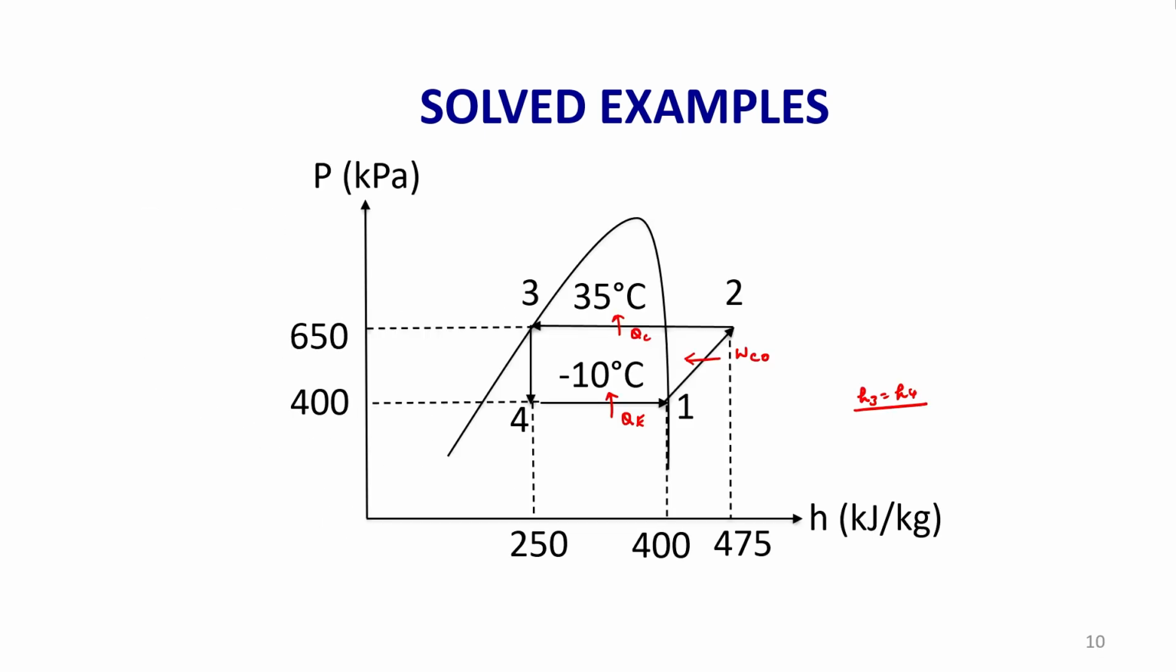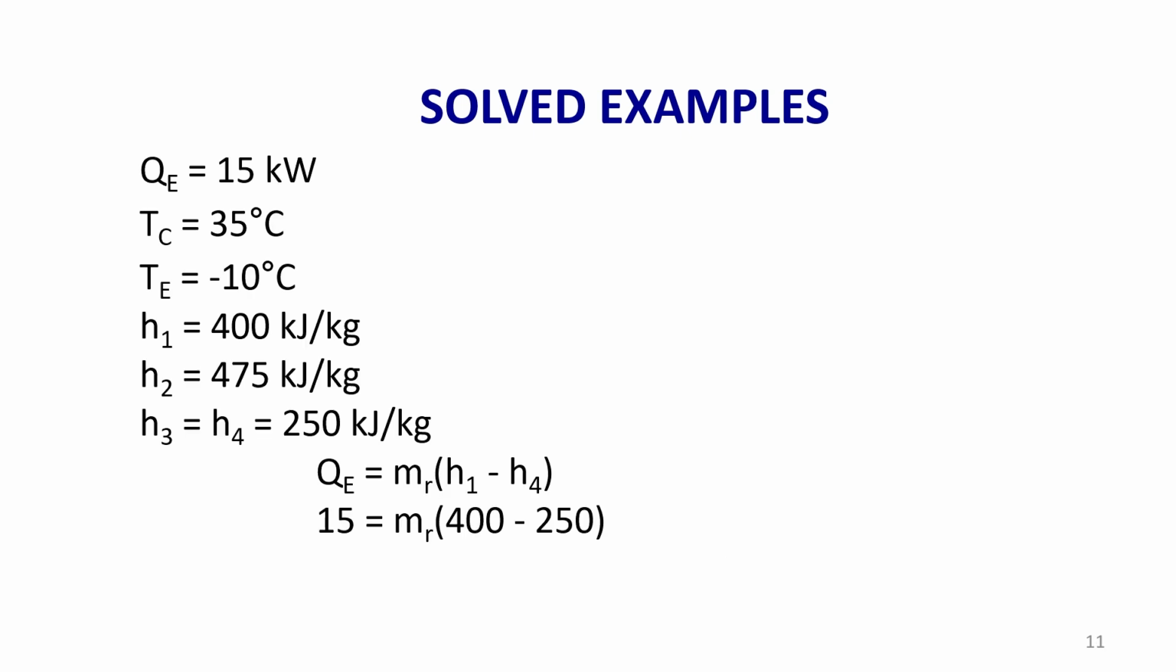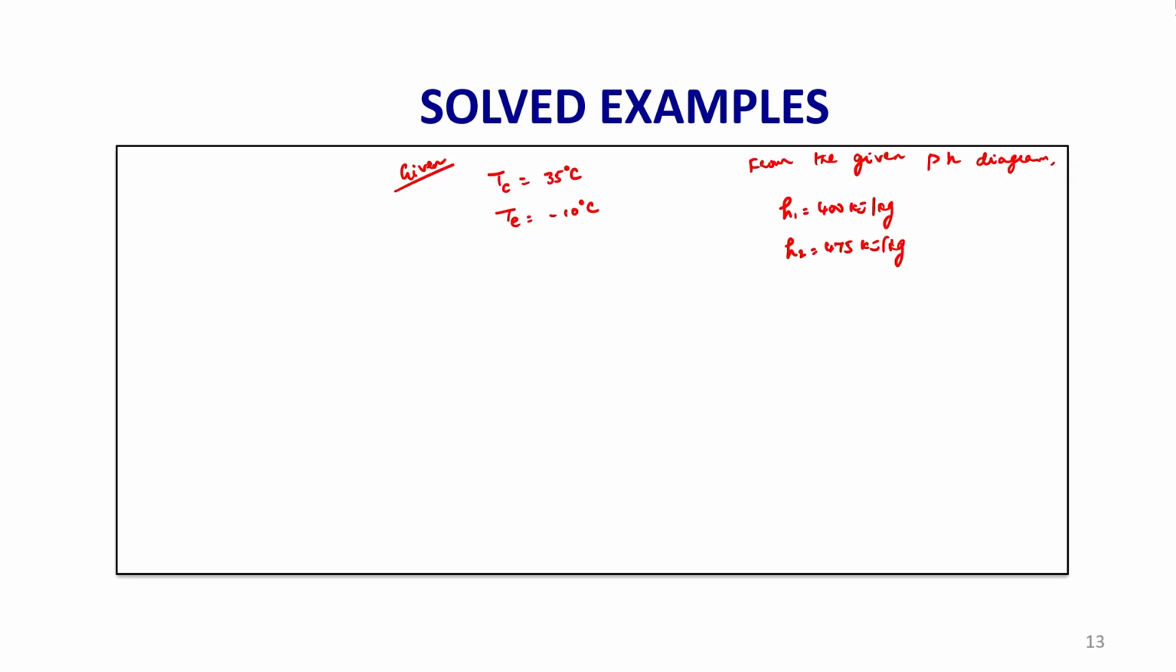And what is the enthalpy at 3? Enthalpy at 3 equal to 4 equal to 250. The corresponding pressures are given, 400 kilopascal and 650 kilopascal. Enthalpy at 3 is from the given pH diagram. Normally these values will not be given. This is one of the questions asked in a previous GATE examination. So H3 is 250 kilojoule per kg. So these 3 are given. Now we have to just directly substitute in the formula.